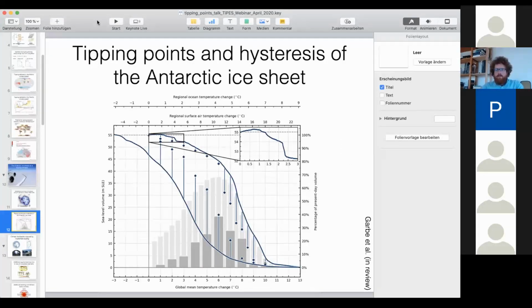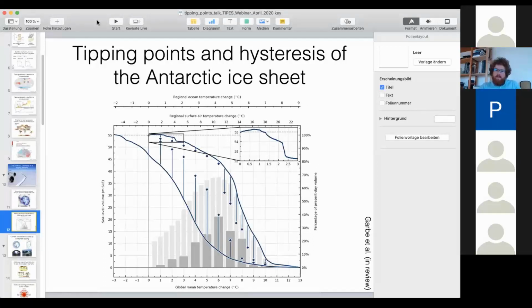It's a diagram which is often shown, and we see its regional surface air temperature change. The upper scale is regional surface air temperature, and the lower scale is global mean temperature change. Yeah, exactly, that clarifies things. But you're right, it's important to say that always.